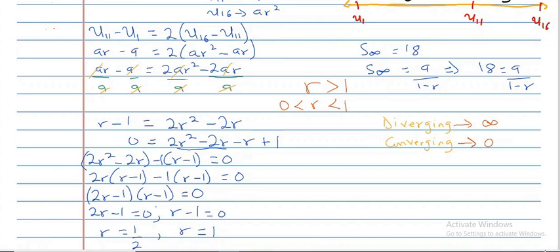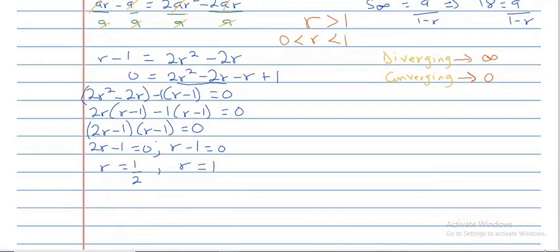So for this series to have a sum to infinity, it means that it is converging. And the fact that this series is converging means that the common ratio should be lesser than 1. It shouldn't even be equal to 1. It should be lesser than 1. So of the two options we have here, r equals half and r equals 1, we will go for r equals half, because half is less than 1. And if half is less than 1, that's what made it possible for us to find our sum to infinity.